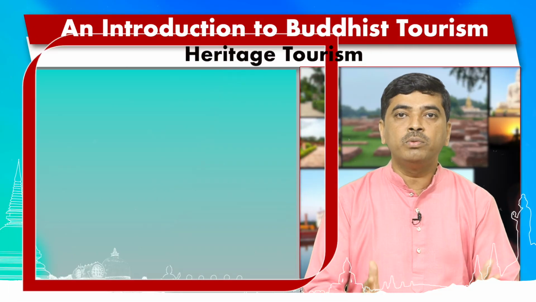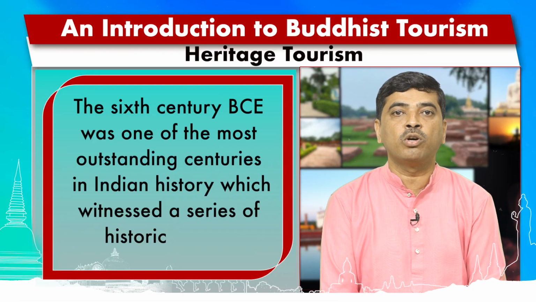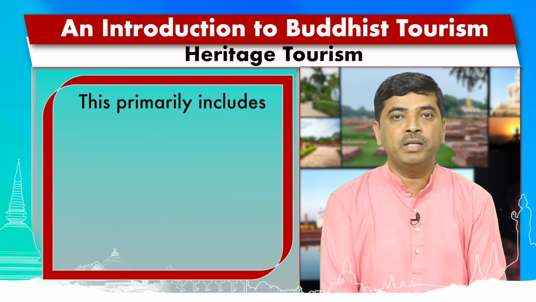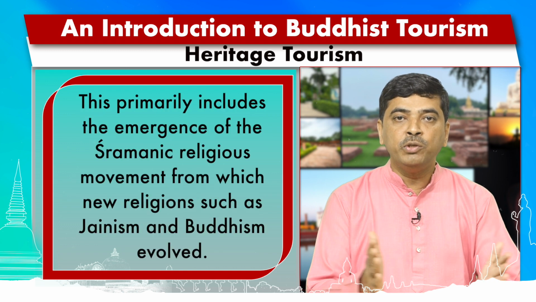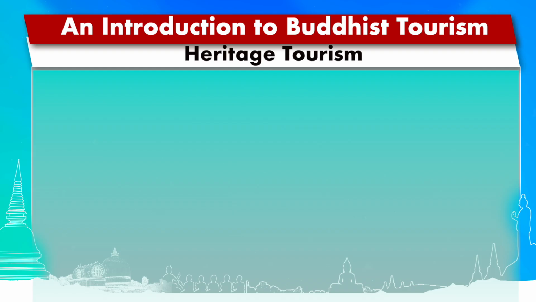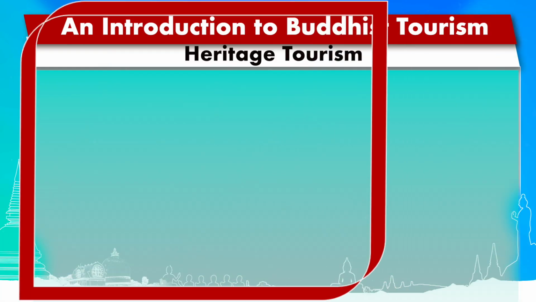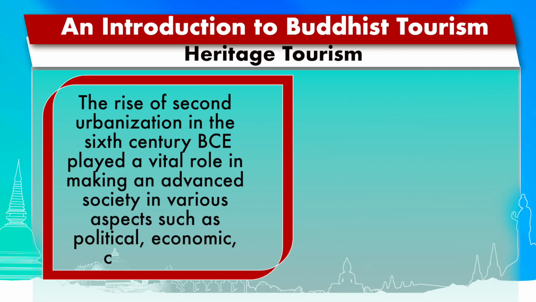The 6th century before the Common Era was one of the most outstanding centuries in Indian history, which witnessed a series of historic events. This primarily includes the emergence of the shamanic religious movements, from which new religions such as Jainism and Buddhism evolved. The rise of second urbanization in the 6th century before the Common Era played a vital role in making an advanced society in various aspects such as political, economic, cultural, etc.